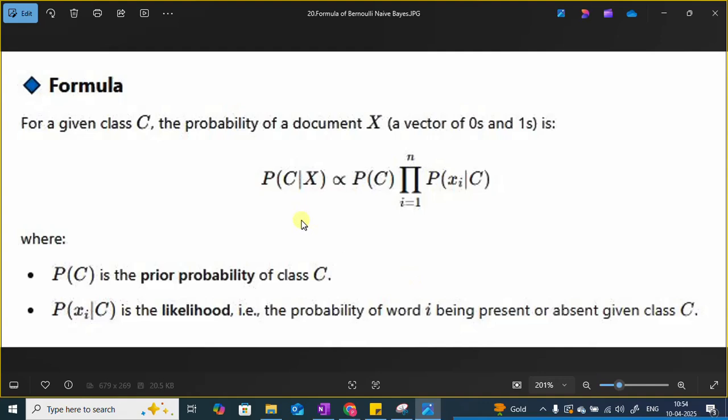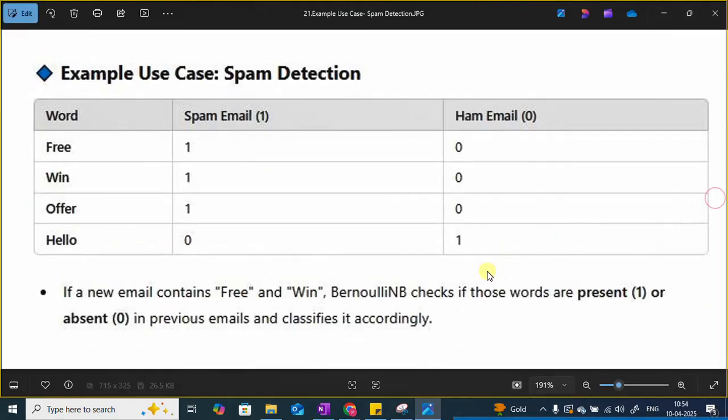So this is the formula: probability of C given X is directly proportional to probability of C times the product over i equals 1 to n of probability of X_i given C. This is what we have already derived in our initial classes. Okay, now we can see.